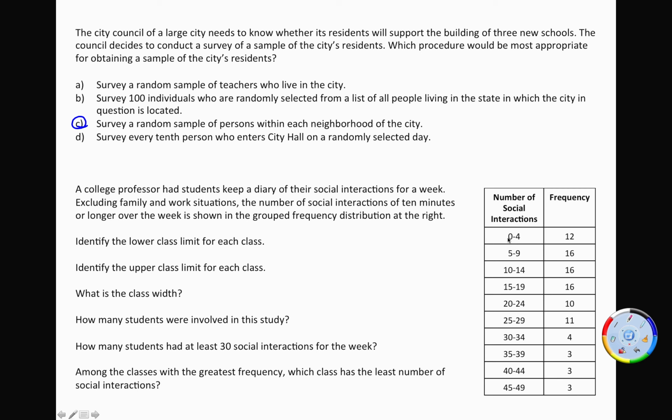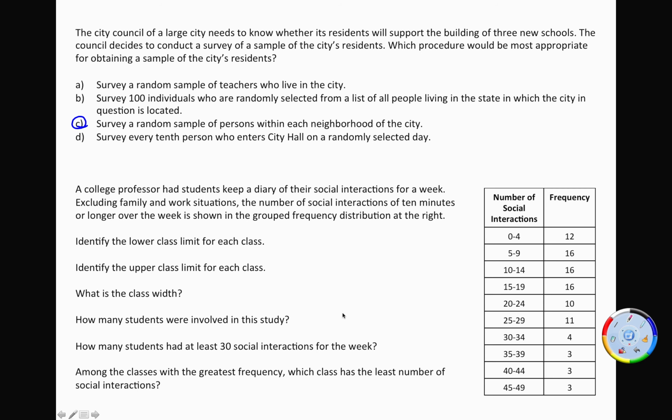So the people that had from 0 to 4, either 0, 1, 2, 3, or 4 social interactions during a week, there were 12 people that had 0 through 4 10-minute or longer social interactions, right? 3 people had from 45 to 49. Okay. Identify the lower class limit for each class. 0, 5, 10, 15, 20, 25, 30, 35, 40, and 45 are the lower class limits. The upper class limits are 4, 9, 14, 19, 24, 29, 34, 39, 44, and 49.